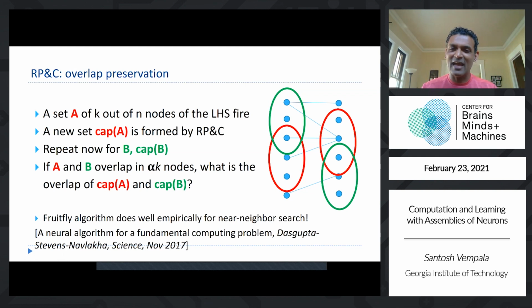Do this projection and cap, and then compare the cap, which is relatively small potentially, and is this any good at doing near neighbors? Now, it's not going to beat the state of the art, but it turns out it is actually quite good on benchmarks. And this was a paper a couple of years ago by Dasgupta, Stevens, and Navlakha. But we want to do this mathematically.